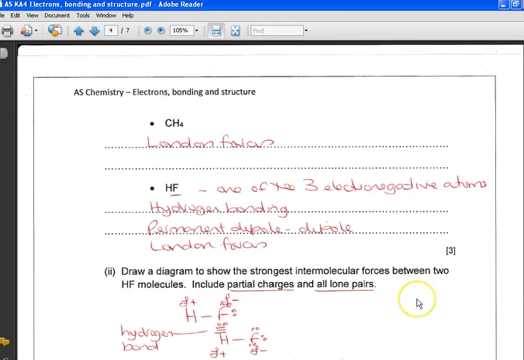So CH4 just has London forces, nothing else. The bonds are not polar, and the overall molecule is not polar. And HF, of course, has fluorine, which is one of the 3 electronegative atoms, so it participates in hydrogen bonding. Also permanent dipole-dipole interaction, because hydrogen bonding is a special case of that. And as I said, London forces act in everything.